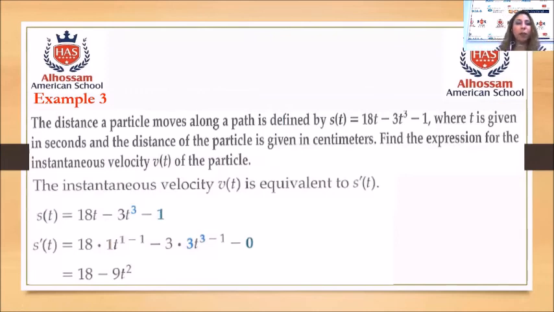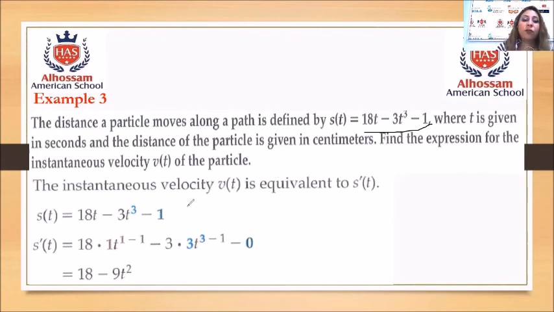Let's read it together. Here I have the distance a particle moves along a path is defined by s of t equal to 18t minus 3t cubed minus 1. Here t is in seconds, and the distance of the particle is given in centimeters. I need to find the expression for the instantaneous velocity of the particle. So if I wanted to find instantaneous velocity, I can use the rule of the derivative. It's the same as derivative.